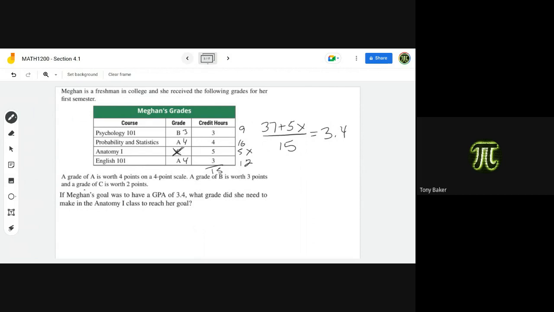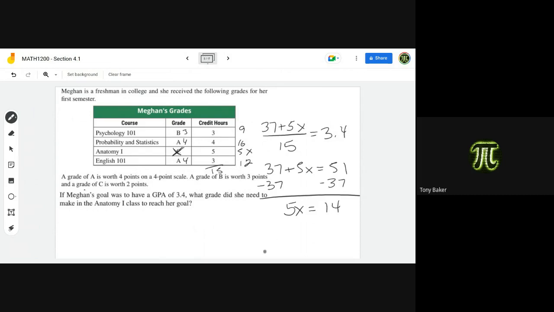So you just subtract 12? No. Okay, I misheard what you said. I was like, why are we subtracting? No, not 12. So we're going to multiply 3.4 times 15. Somebody do that real quick for me because I don't feel like opening it. Thank you. And now we're going to subtract the 37 because those are points I've already earned. So how many points are left that I need?